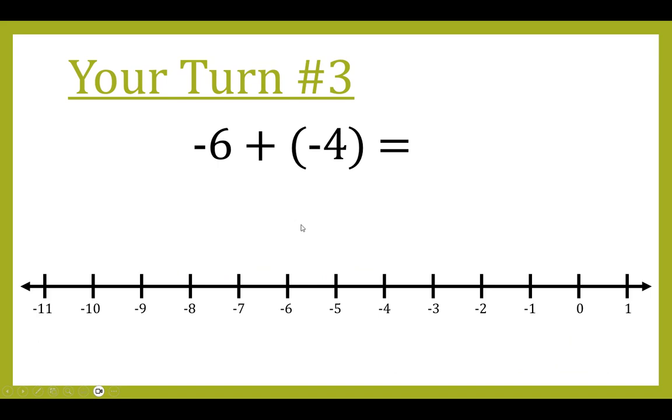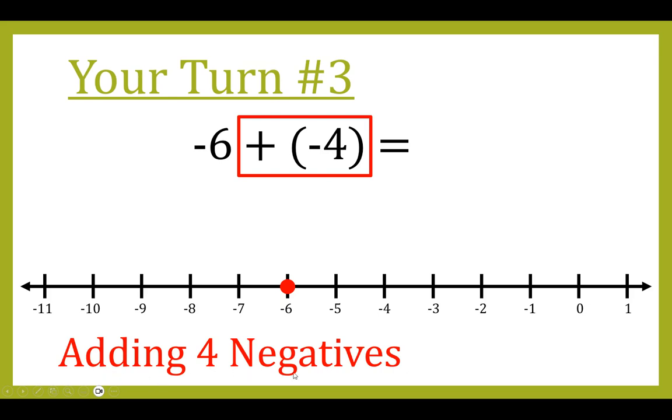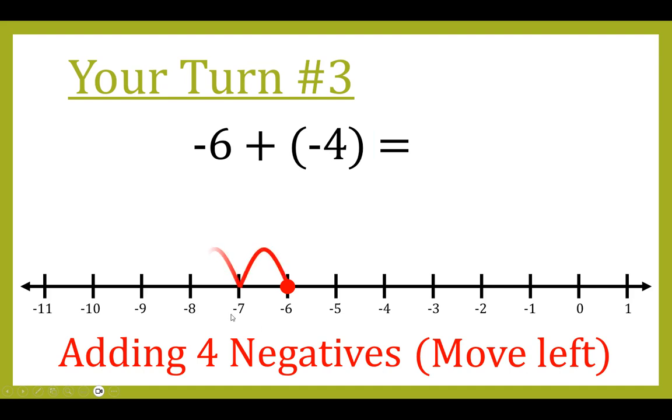Okay, I'm on your turn number 3. If you need to pause the video, go ahead and pause it. I'm going to start with my first value of -6. I'm going to locate -6 on the number line, place a dot, and then look at what am I doing. I am adding -4, so I'm adding negatives. Adding 4 negatives, so I'm going to move to the left. So 1, 2, 3, 4. Where do I stop? At -10. So that tells me -6 plus -4 is equal to -10.